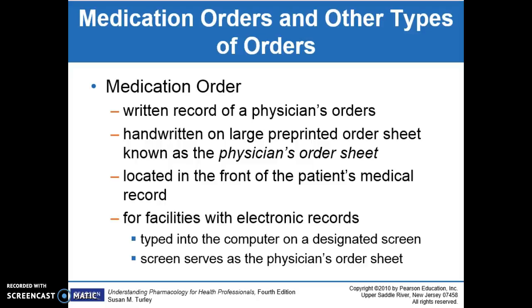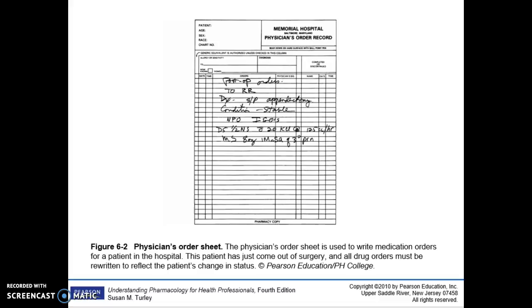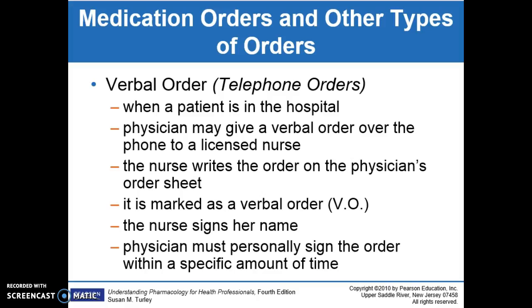Now, a medication order is very similar to a prescription, but this is something that happens within a medical facility. This is something that's going to be used in maybe an acute care setting, hospital, something like that, or even a long-term care setting, like a nursing home. This is an example of what a doctor's order might look like. It's going to not only have drug orders on it, but it might also have things about maybe physical therapy, things along those lines.